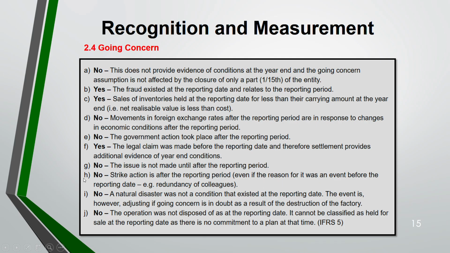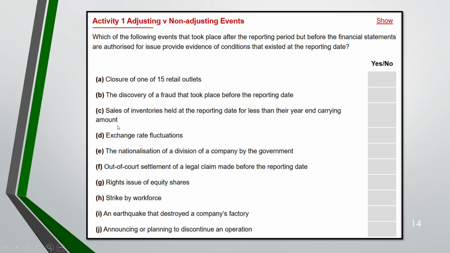Coming to B. The discovery of fraud that took place before the reporting date. It's an adjusting event because before the reporting date there was an event. There was evidence.